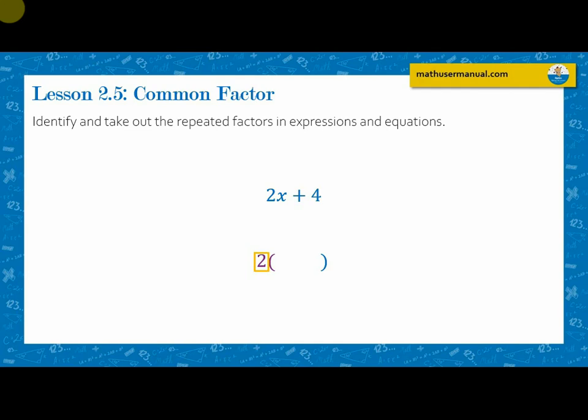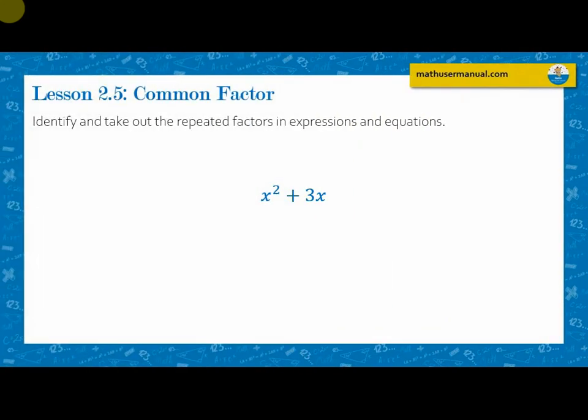Since we took away the 2 out of each of these terms, we need to divide them by that 2 in the common factor. So we divide 2x by 2. The 2's cancel, leaving us with just x inside of the parenthesis. And then the 4 is also divided by 2. Well, 4 divided by 2 is equal to 2, positive 2 in this case. So the positive 2 goes inside of the parenthesis. So after taking a common factor, what we get is 2 multiplying the parenthesis on the outside, and on the inside we get x plus 2.